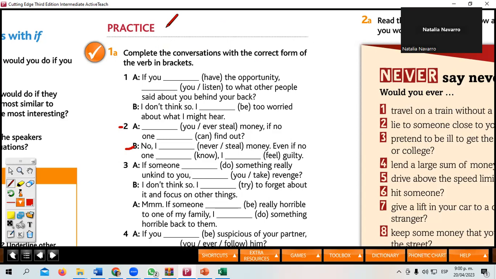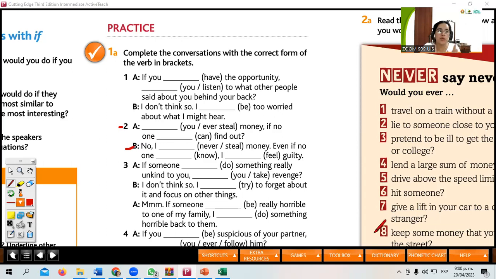No, Natalia, the answer for number 2. Okay. No, I wouldn't never steal money, even if no one knew. I feel guilty. Okay. Again, no, I wouldn't.